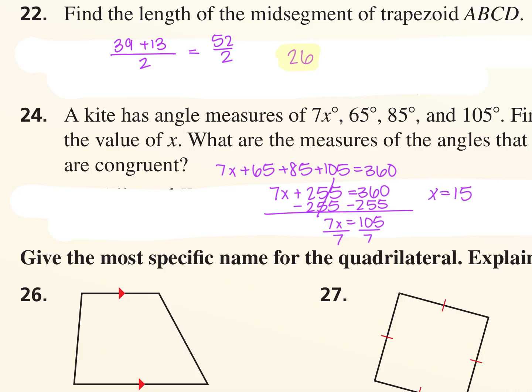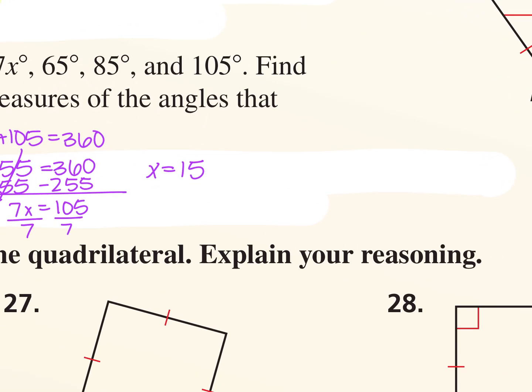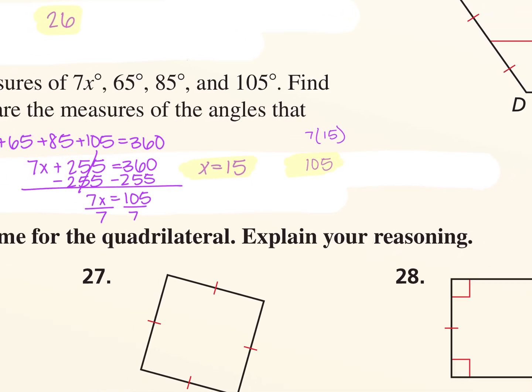Now it asks, what are the measures of the angles that are congruent? So looking at it, I have to plug it in. 7 times 15, that's going to give me 105. So x is 15, and the congruent angles were 105. So you should have had 2 answers for that.